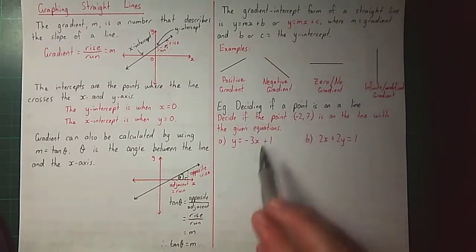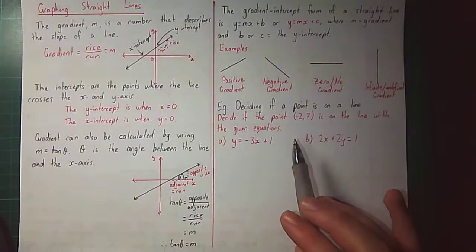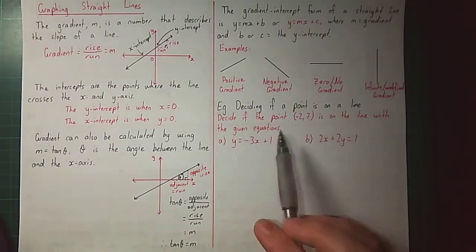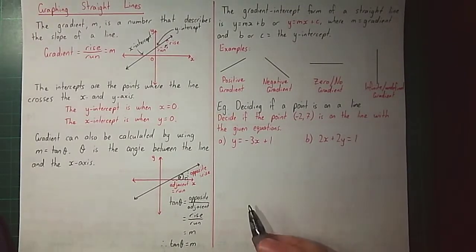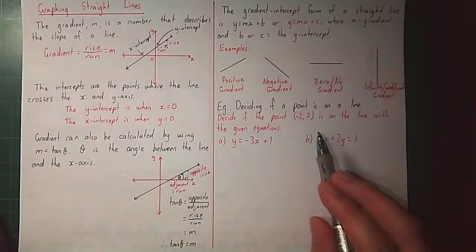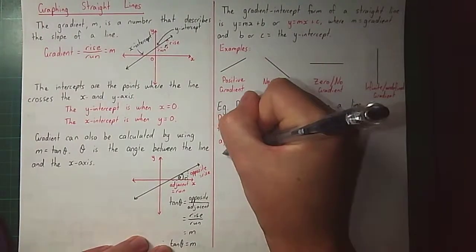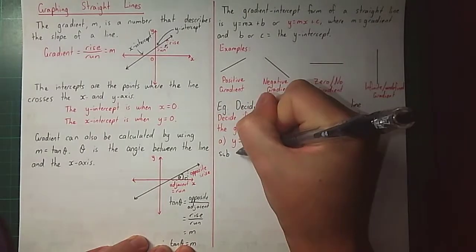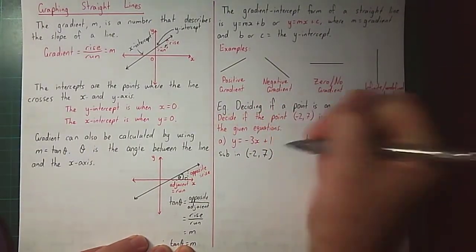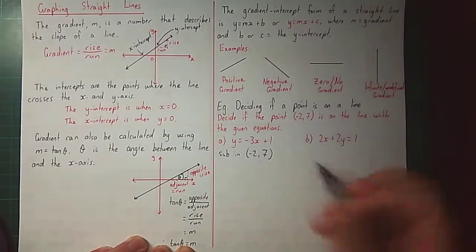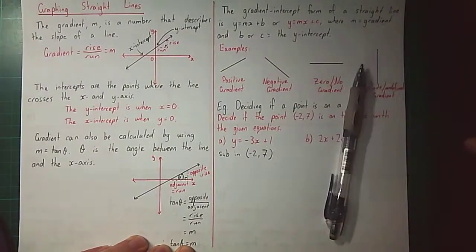So here's an example where we're deciding if a point is on a line or not. The question: decide if the point -2, 7 is on the line with the given equations. So we can test this out. The way we do this, we substitute in this point. So we'll sub in -2 and 7. And when we do that, remember that this is the x value.